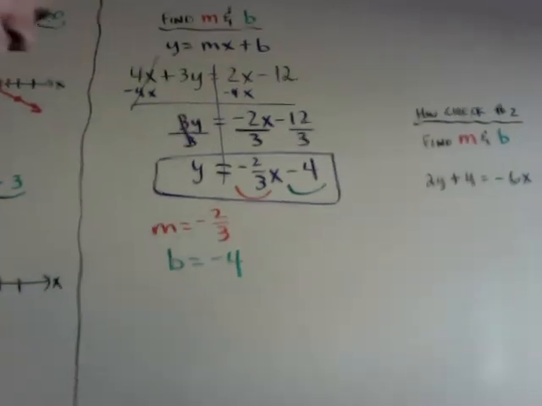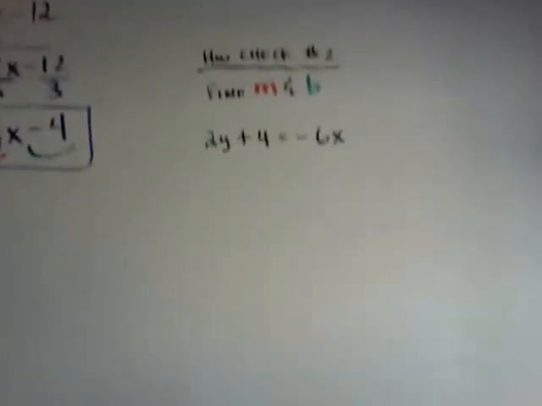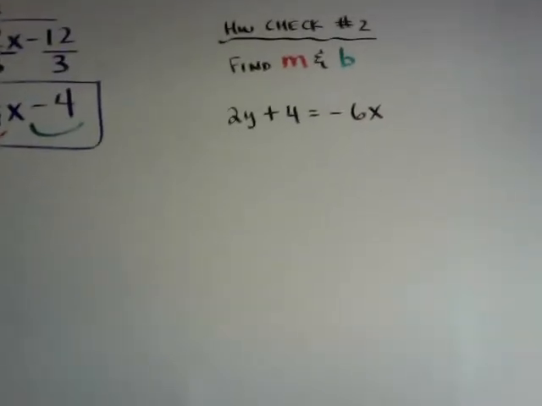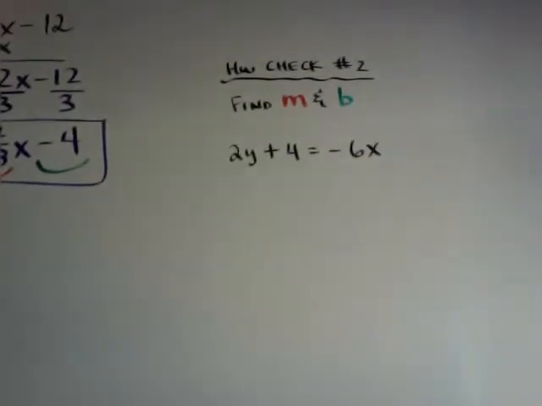Here's an easy one for your homework check. So here's homework check number 2. Find the m and b. Okay, put it into slope-intercept form first, and then tell me what the m and the b is.